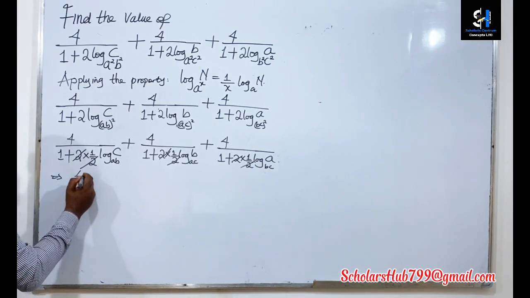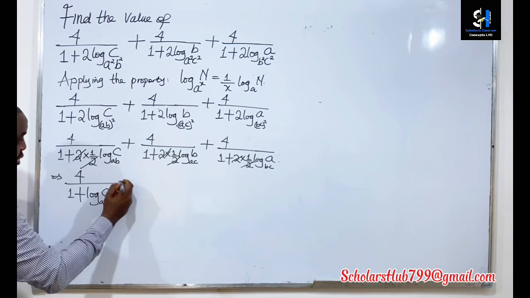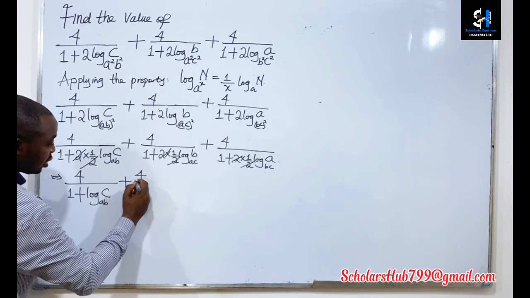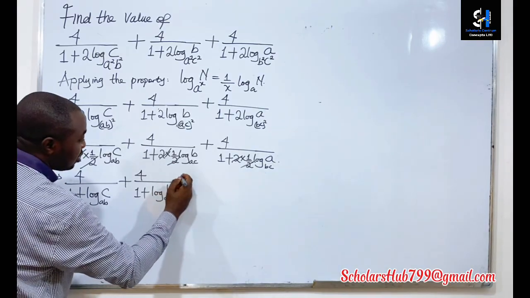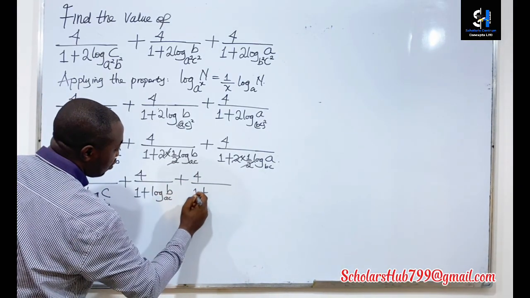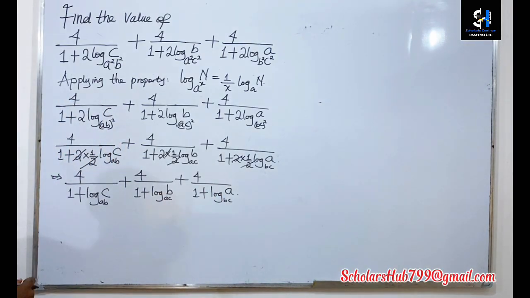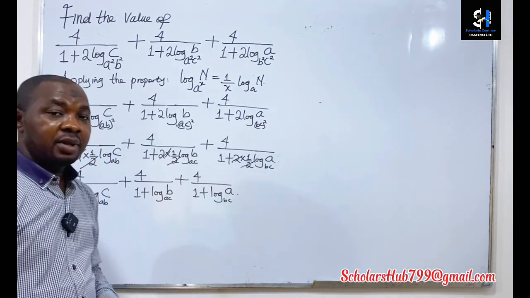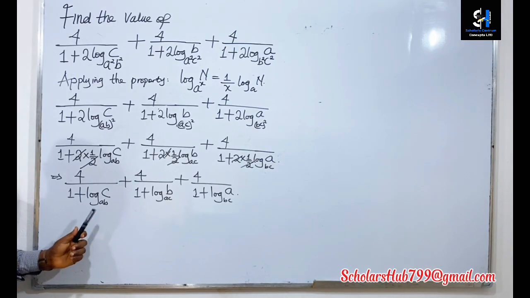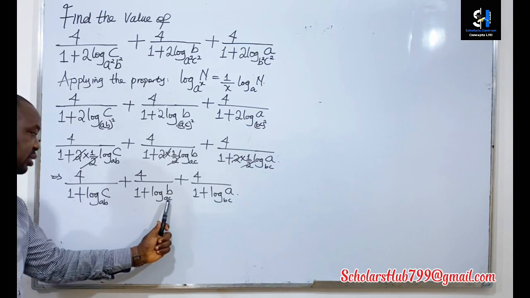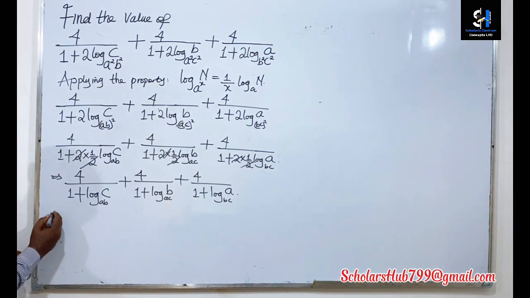So this now reduces to 4 divided by 1 plus logarithm to base ab of c, plus 4 divided by 1 plus logarithm to base ac of b, plus 4 divided by 1 plus logarithm to base bc of a. That's it. Now, the next property we are going to apply is the change of base. I can express this in base c, this in base b, and also this in base a.